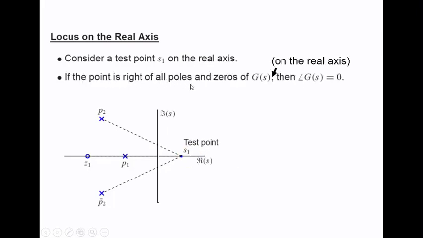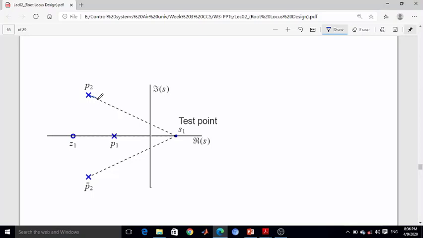So if the point is right of all poles and zeros of G(s), then the angle of G(s) is equal to 0. Why? Let's draw vectors from this pole. We have drawn a vector here, and from this pole we have drawn a vector here. Now the angle of this pole is, let's say, phi 2, and the angle of this pole is exactly opposite, which is minus phi 2, or you can measure it from the other side. It will be 180 degrees plus something, but I can write it as minus phi 2 easily.